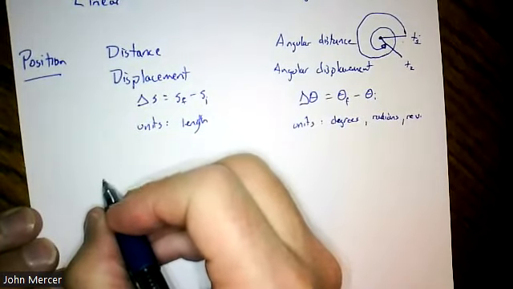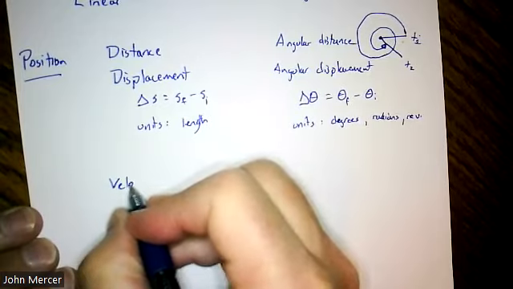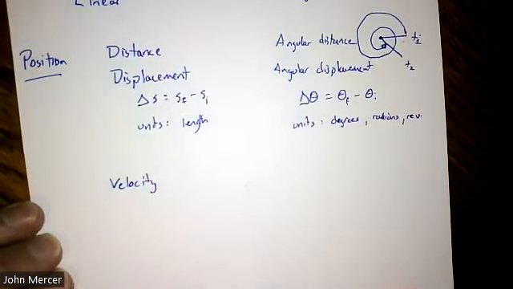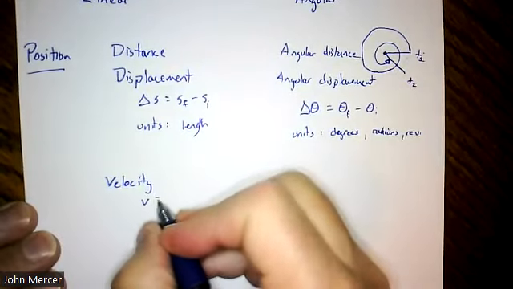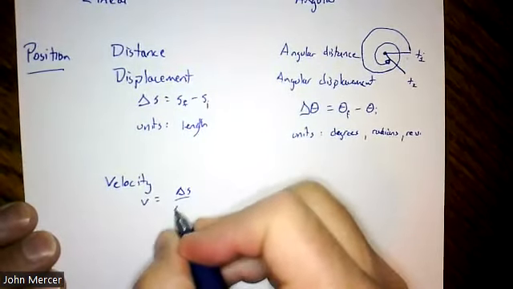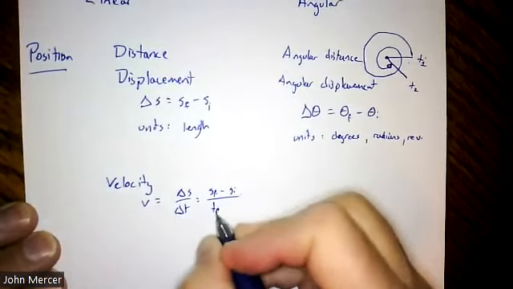Then the next parameter is velocity, the time rate of change of displacement. And we use the equation V equals delta S over delta T, SF minus SI over TF minus TI.